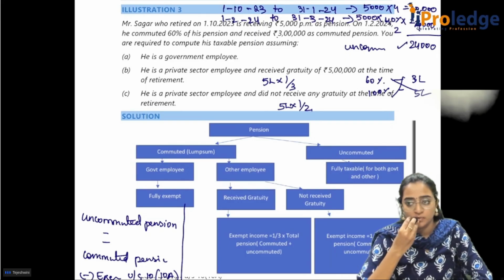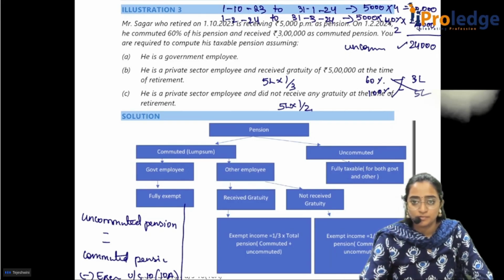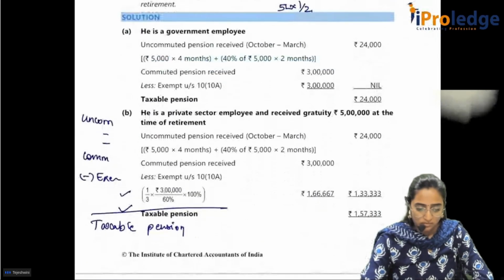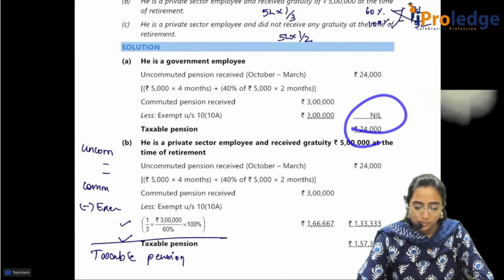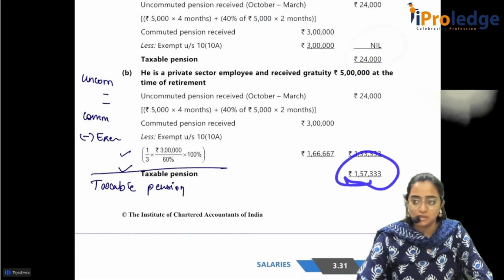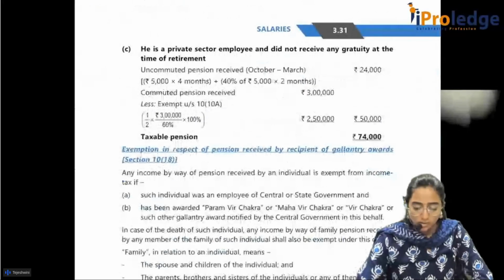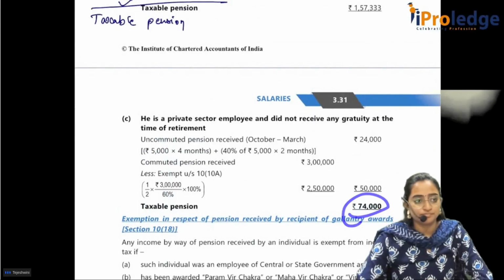Done, people? Finished writing? Still writing? So you can check your answer, people. 24,000 being the first point, second point being 1,57,333, third point being 74,000. Got the same answer?